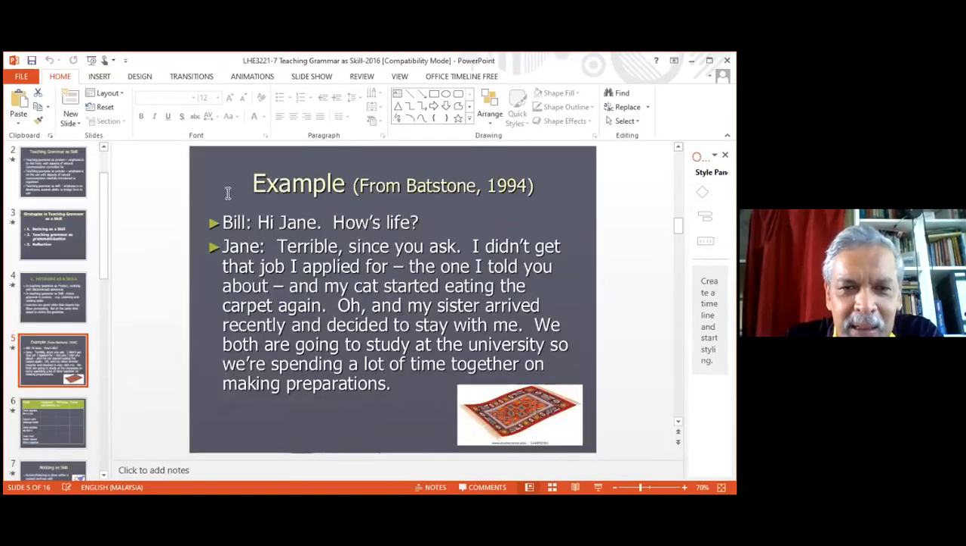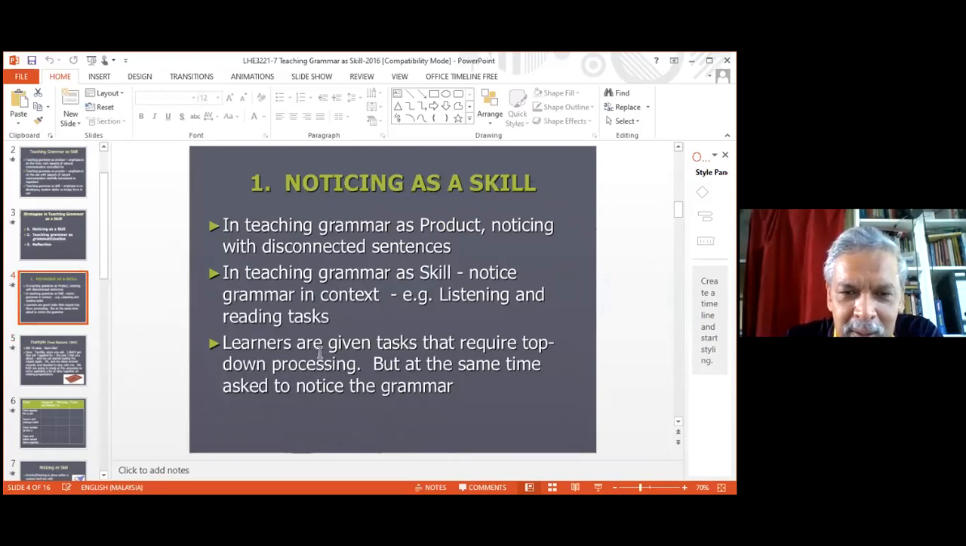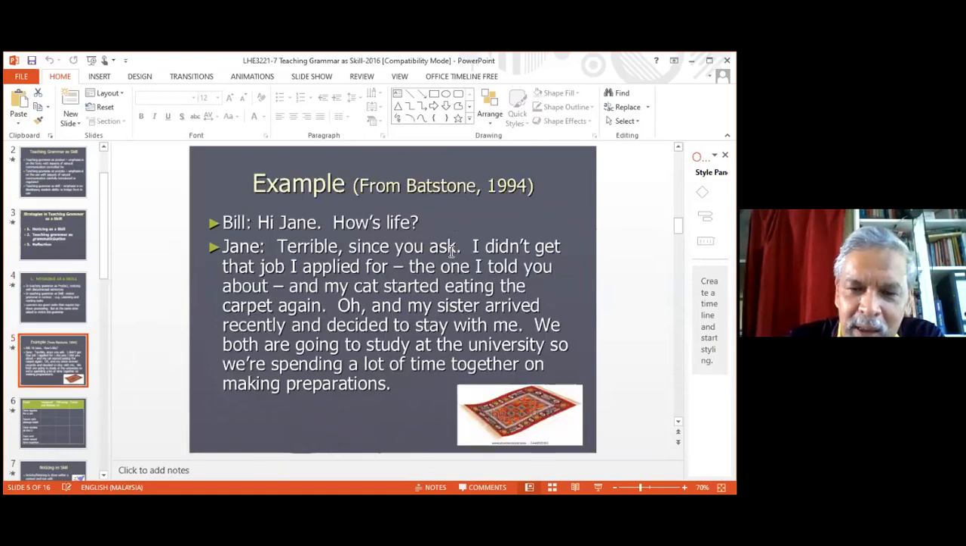Anyway, this is an example of what we're doing here. Learners are given tasks that require top-down processing, but at the same time asked to notice the grammar. So you have to do top-down processing here to understand what's going on, so you have an idea that this is a conversation between Bill and Jerry.